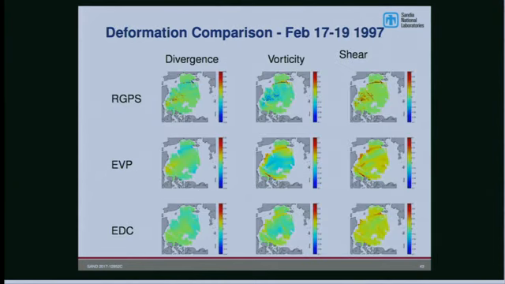If we look at deformation, so here divergence, vorticity, and shear over a series of days during which we ran. Top is our GPS, middle is elastoviscoplastic, and then EDC on the bottom. And they are different scales. So our GPS is at 10 kilometer resolution. Our models are at 1 degree, which is a displaced pole grid.